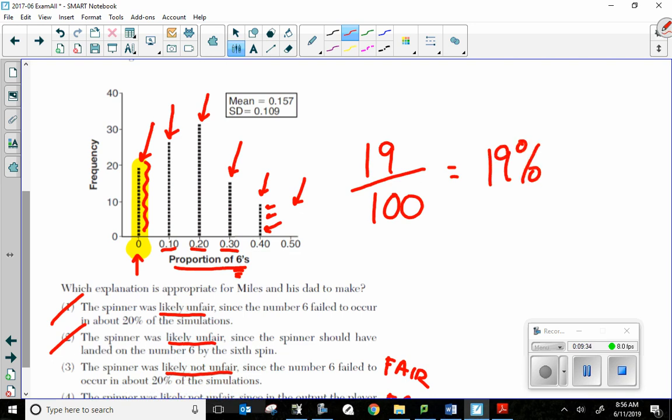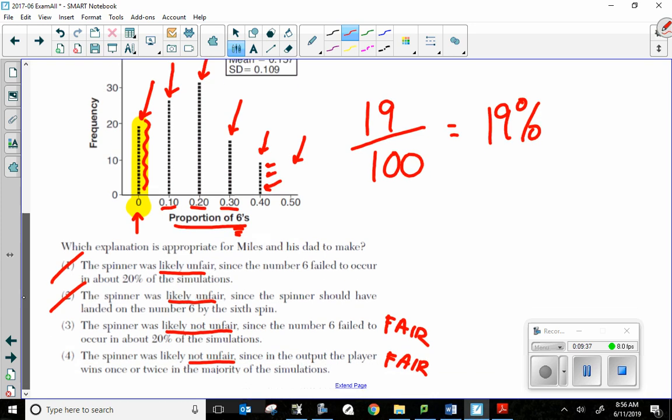In choice 3 and 4, I see the number 20%. Choice 3 tells me the spinner was likely not unfair, which means it was likely fair, since the number 6 failed to occur in about 20%. That's what this is right here. That is absolutely 100% correct. Sorry, kid, you happen to be one of those 19%ers that didn't win. That kind of sucks, but that is a possibility.